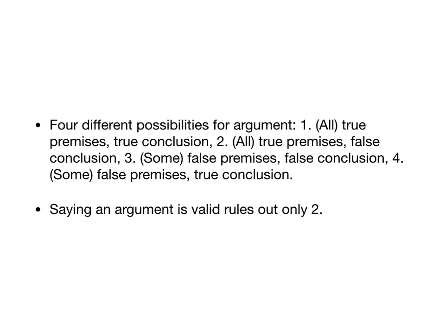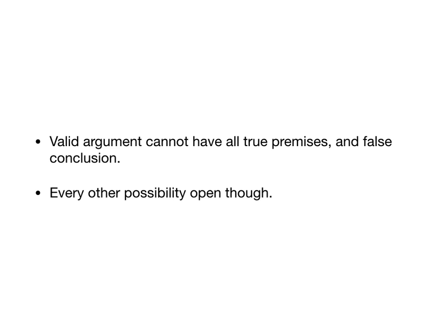To say an argument's valid only rules out one of these. It rules out number 2. A valid argument cannot have true premises and a false conclusion. That's the only thing we're ruling out. So, a valid argument can have all true premises, but cannot have all true premises and a false conclusion. Every other possibility is open, though.